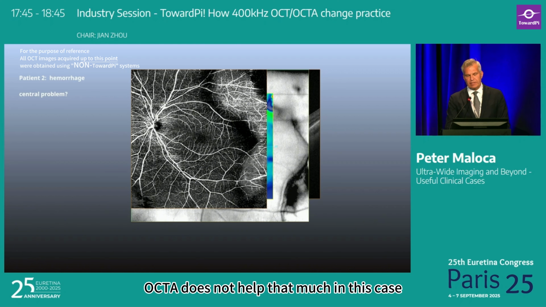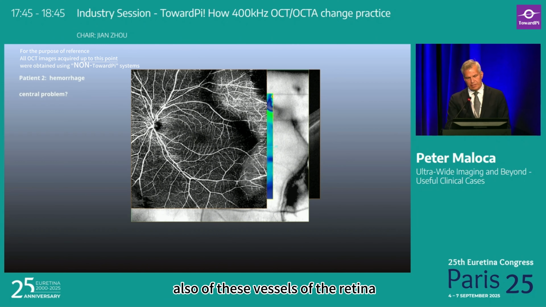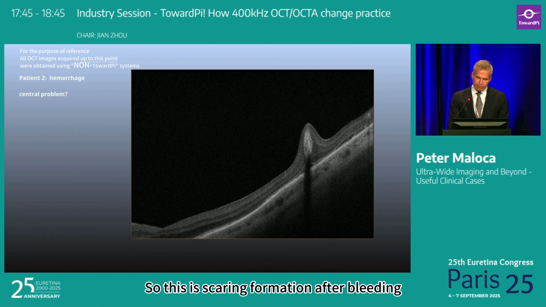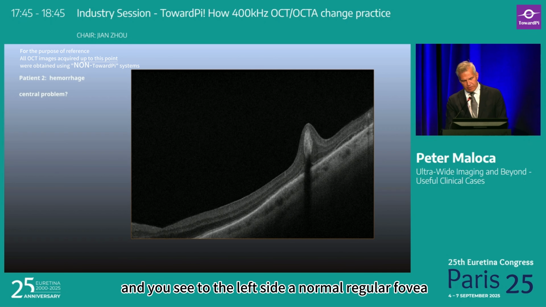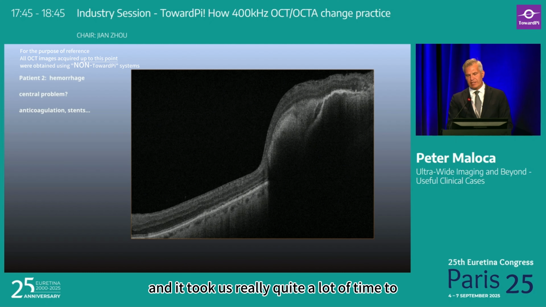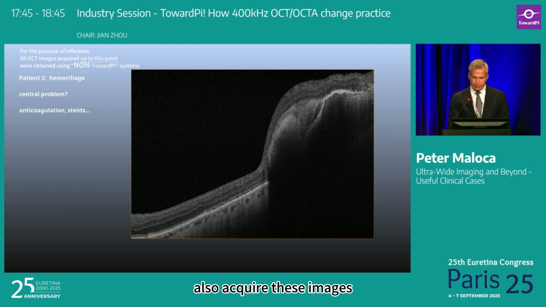OCTA does not help that much in this case, but you see in the periphery this elevation also of these vessels of the retina. Here another scan. It's a very rare disease. So this is scarring formation after bleeding, and you see to the left side a normal regular fovea. This is conventional imaging, and it took us really quite a lot of time to also acquire these images.